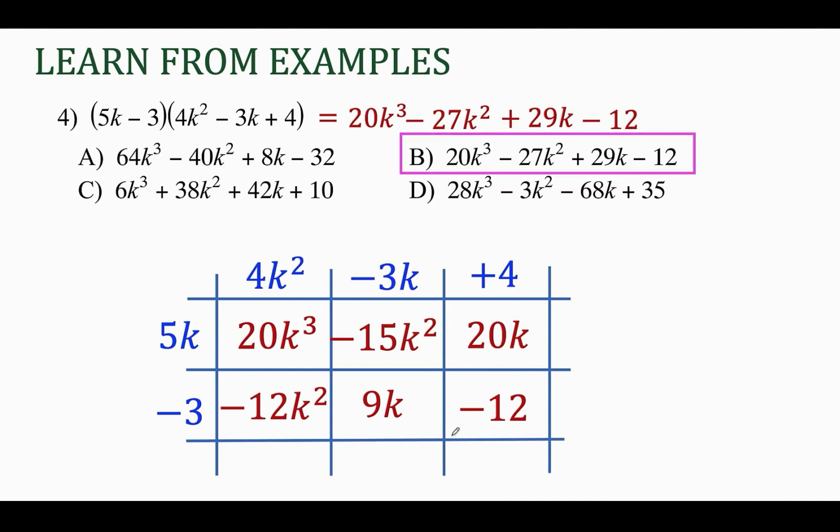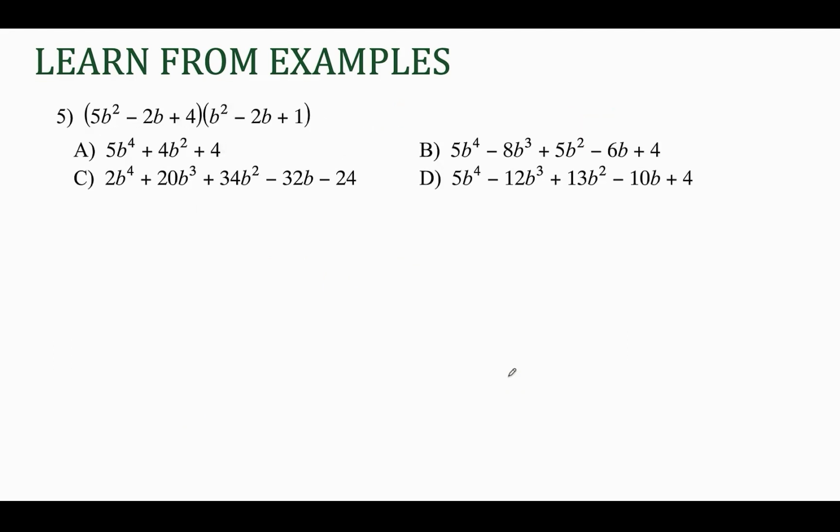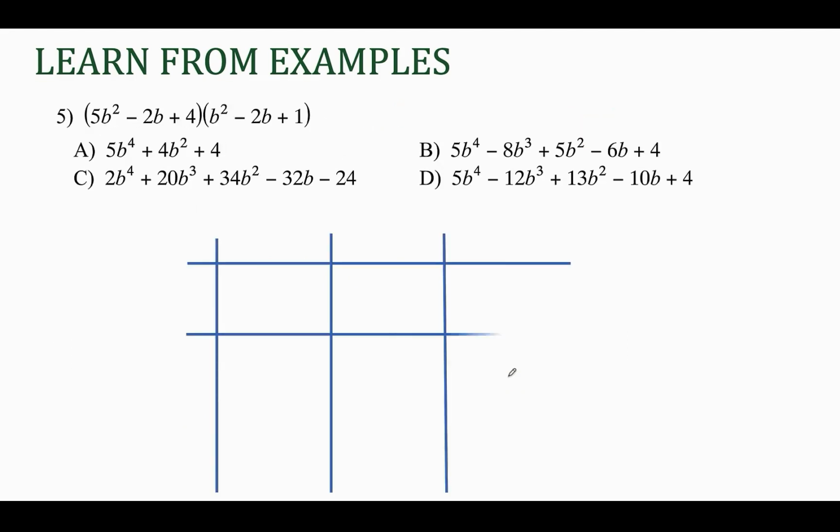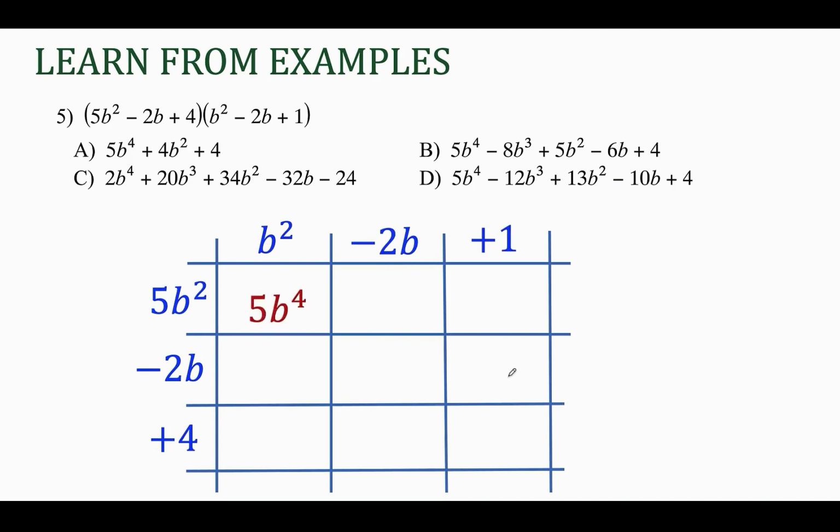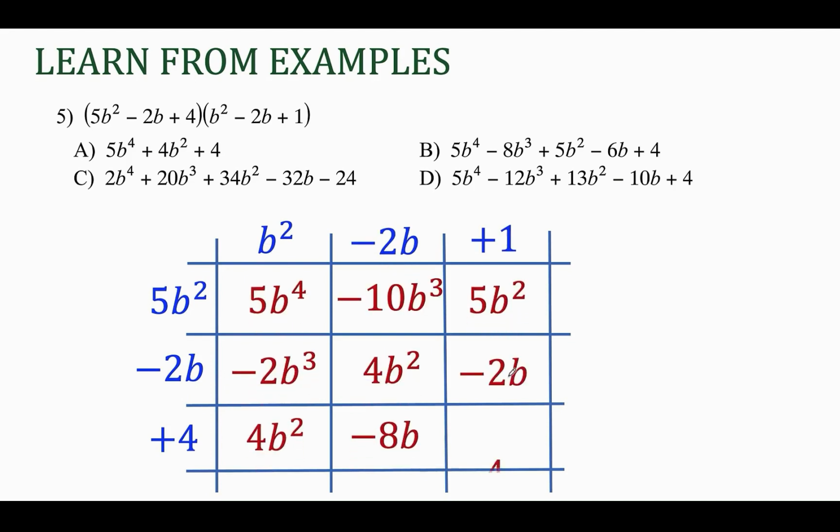With the tabular method, it's very clear. If you forget something, there's a hole in your table. Next, we have here a trinomial times another trinomial. So the same procedure. Multiply them pair by pair. And once you have these 9 partial products, look for like terms. So we copy 5b to the 4th. There's nothing like it. Usually diagonally, that's where you can find the like terms.